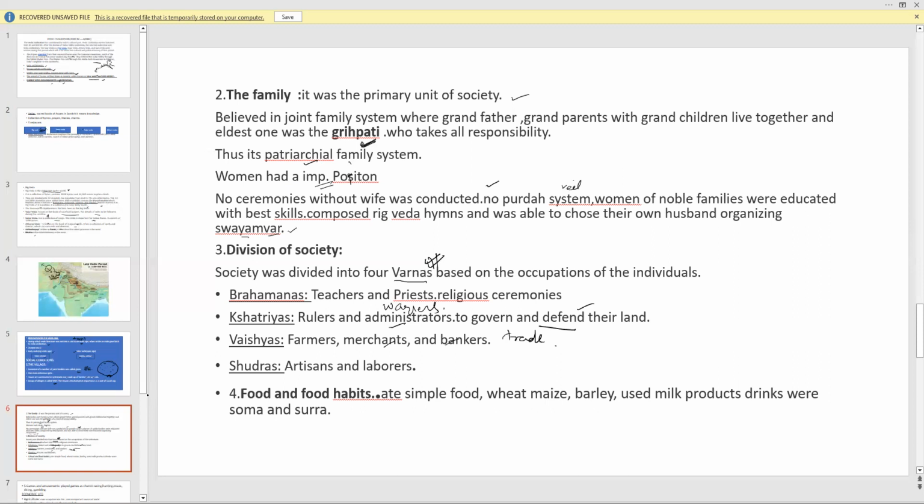Then Shudras were the lowest, who were the artisans or laborers and used to work for all three other statuses of this society. So till here, I think it is clear.